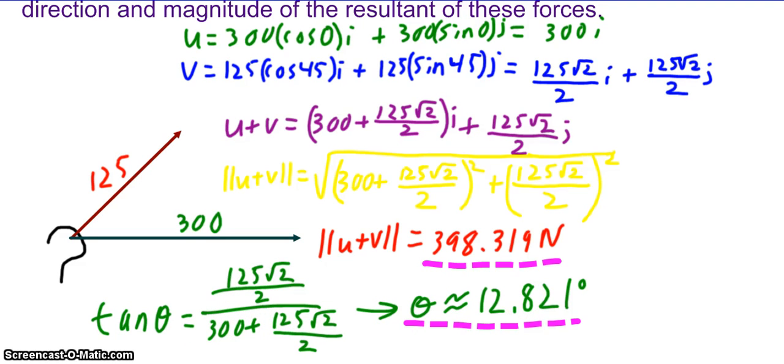Again, also when you're doing these, make sure your answer makes sense. The resultant magnitude should be larger than either of the individual components here, and then the angle should be closer to the 300 than the 125.